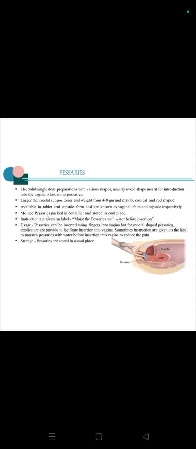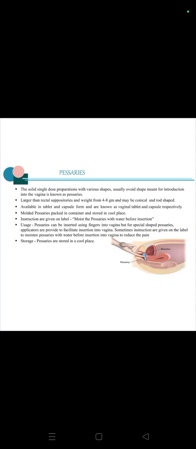Then pessaries. Solid single dose preparations with various shapes, usually ovoid shape, meant for introduction into the vagina, are known as pessaries. Larger than rectal suppositories and weighing 4 to 8 gram and may be conical and rod shaped. Available in tablet and capsule form, known as vaginal tablet and capsule respectively. Molded pessaries are packed in container and stored in cool place. Instructions are given on label: moisten the pessaries with water before insertion.